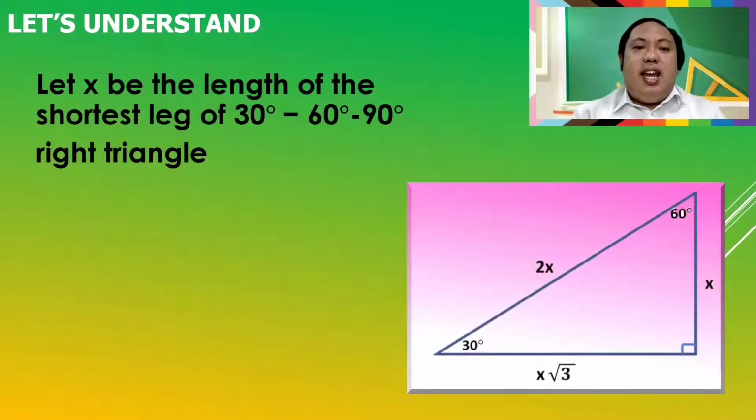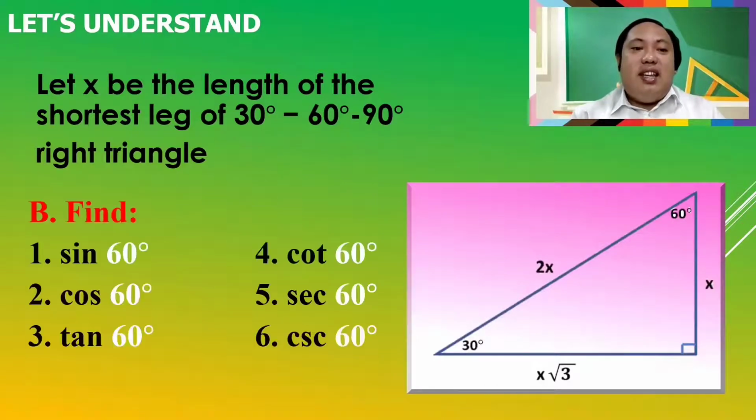Let x be the length of the shortest leg of a 30 degrees, 60 degrees, 90 degrees right triangle. Then find number 1, sine 60 degrees, number 2, cosine 60 degrees, number 3, tangent 60 degrees, number 4, cotangent 60 degrees, number 5, secant 60 degrees, and number 6, cosecant 60 degrees.